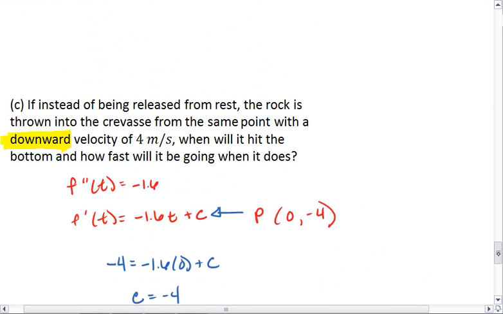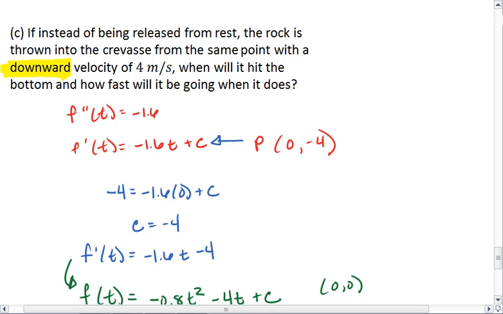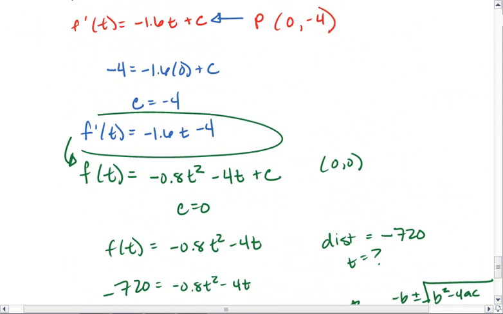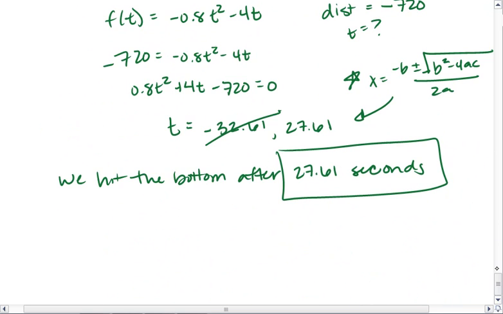Okay, we have one more part to our question. We want to know how fast will this rock be going when it hits the bottom. How fast is a velocity, which means we will use our velocity formula. F prime of t equals negative 1.6 t minus 4.